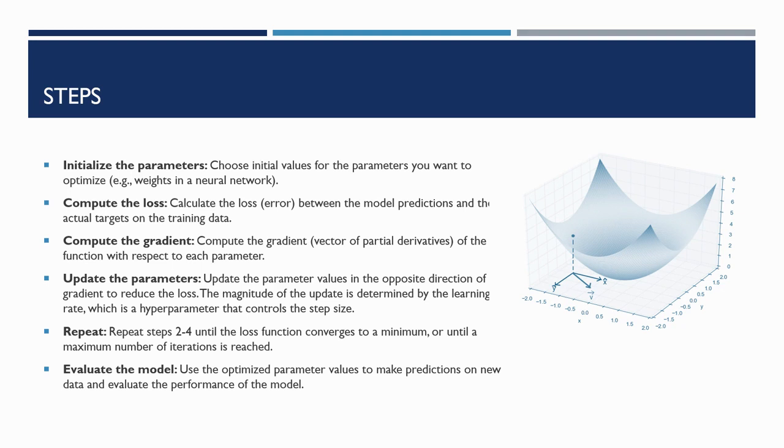The first step is to initialize the slope and intercept to some random values. Then we calculate the loss function. Next, we calculate the gradient of the cost with respect to the slope and intercept. The gradient is nothing but the slope of the cost function at a particular point.